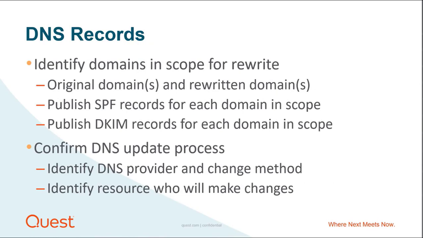Identify the domains that are in scope for rewrite because they will need to have some DNS changes. These domains will include both the original domains as well as the rewritten domains. You will publish SPF records for each of these domains in scope, and you will also be provided with DKIM records that you will publish for each of these domains as well. In preparation, make sure that you confirm who your DNS providers are and the method for making changes. Also identify the resource who can make these changes.